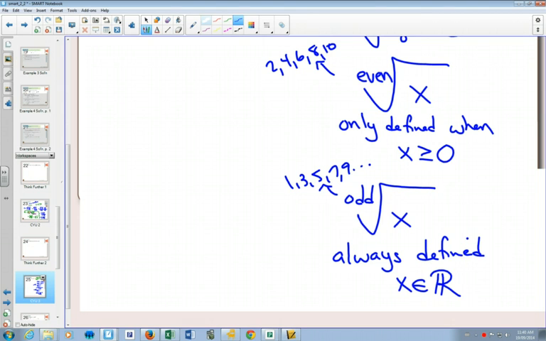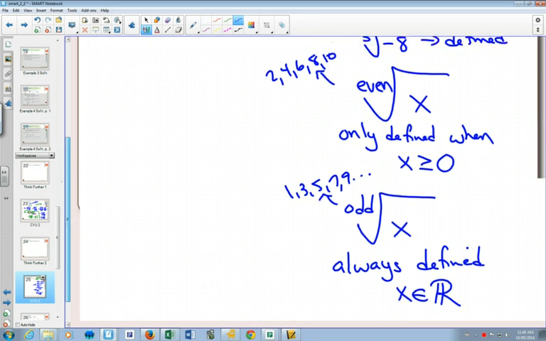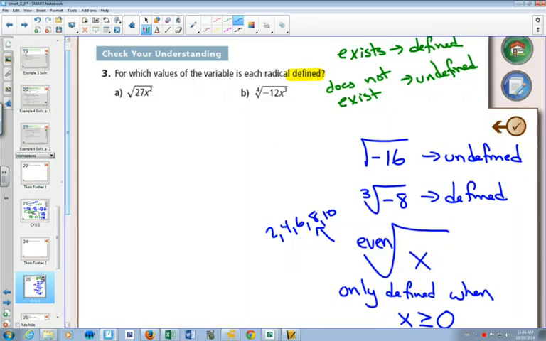If it's an even index, then you have to ask yourself, when are my numbers inside positive? When are my numbers inside negative? If they're always positive, then it's always defined. If it's always negative, it's never defined. So I'll show you a couple examples here. We might even do a couple more than this, just to get used to the idea.